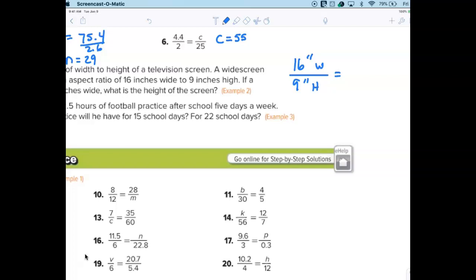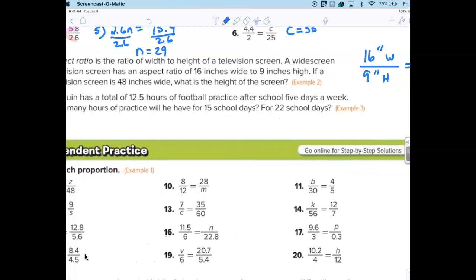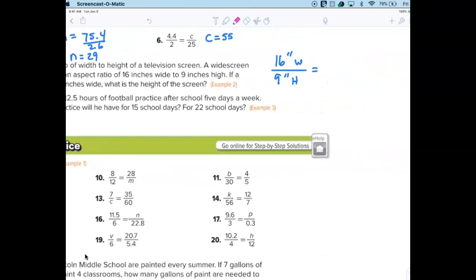All right? If you have a TV that is 48 inches wide, how tall is it going to be? Well, 48 inches wide, where does that go on the fraction? On the top or the bottom? Why does it go on the top? Because you put the 16 wide. Yeah, the 16 wide is on the top, so you have to put the wide on the top.